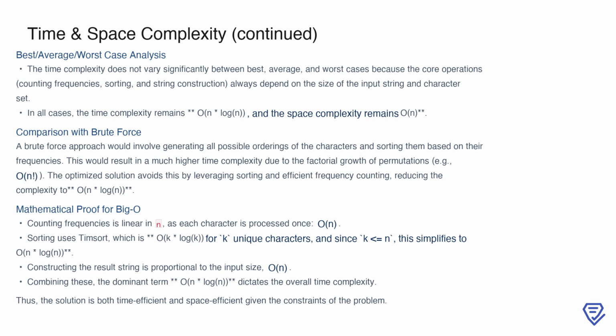In contrast, the optimized solution leverages efficient frequency counting and sorting, reducing the time complexity to O(n log n). Mathematically, this is supported by the dominance of the sorting step, which operates in O(k log k) and simplifies to O(n log n), since k is at most n. By combining these with the O(n) complexities of the other steps, we see that the solution balances both time and space efficiency, making it well suited for the problem constraints.